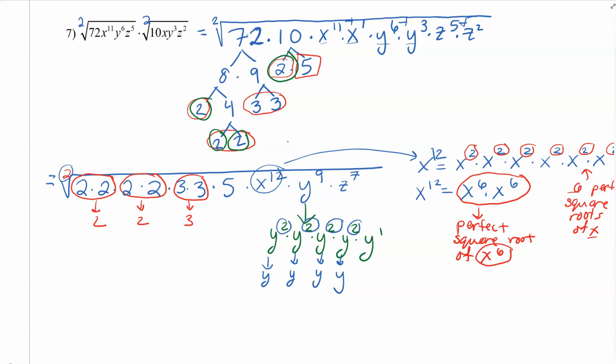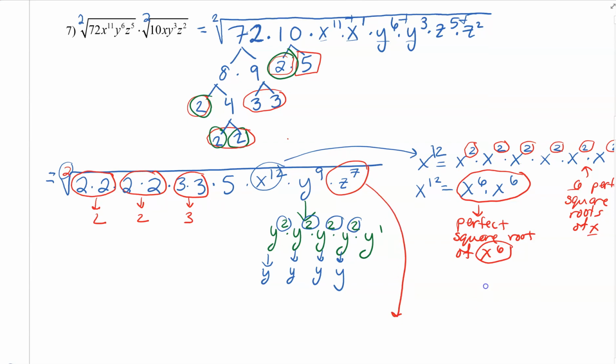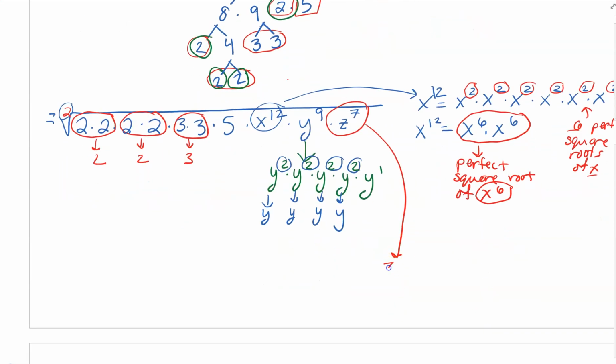And then for the z's, I'll pull those down here just to make sure we have enough room. So z to the 7th would be z squared times z squared times z squared, 2, 4, 6, times z to the 1st, right? 2 plus 2 plus 2 plus 1 is 7. So that means I had 3 perfect square roots of z: 1, 2, 3. For each index size group, that's 1 perfect square root.